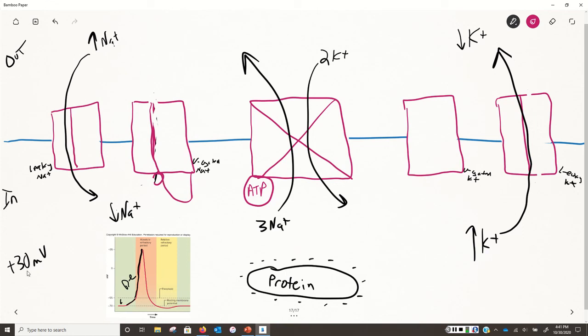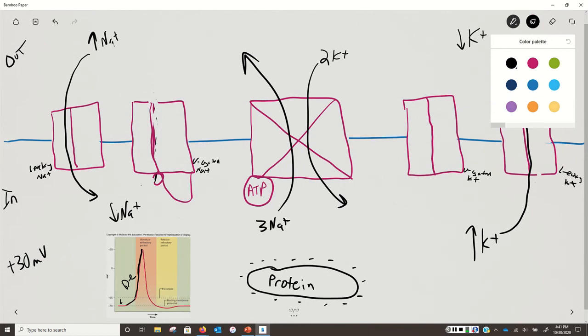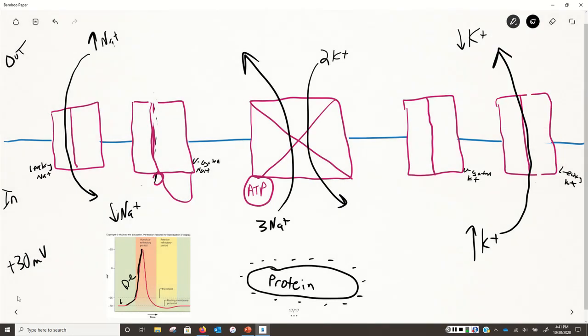Something else happens at positive 30 millivolts, and that is the voltage-gated potassium channel opens. What happens when the voltage-gated potassium channel opens? Well, we've just made the membrane more permeable to potassium. So potassium continues to leak out through the leaky channel, but now he also will go out through the voltage-gated potassium channel, taking his positive charges out of the cell with him.